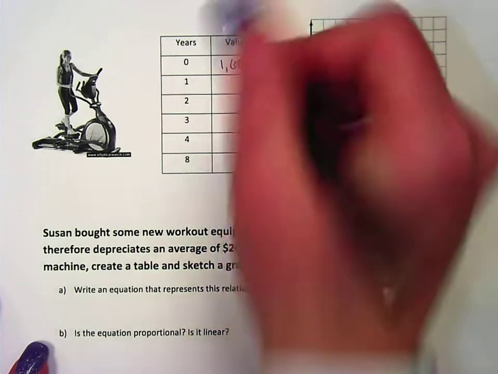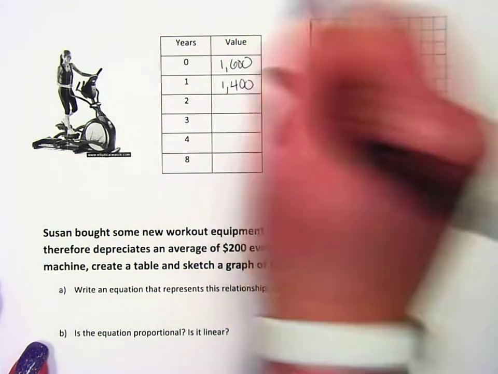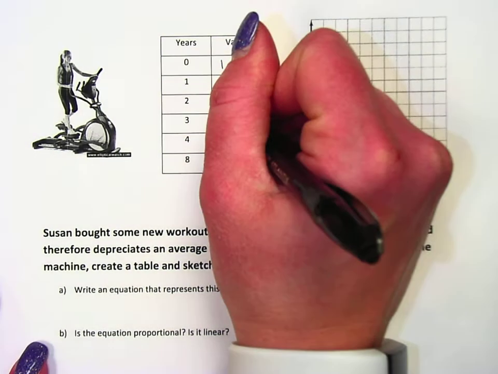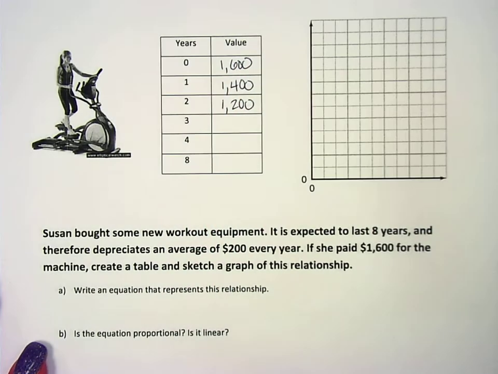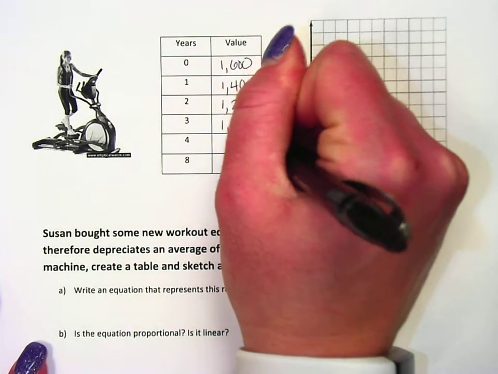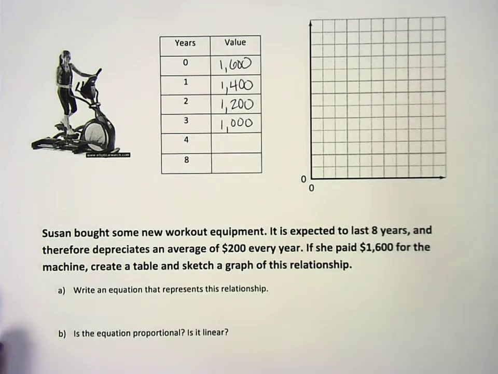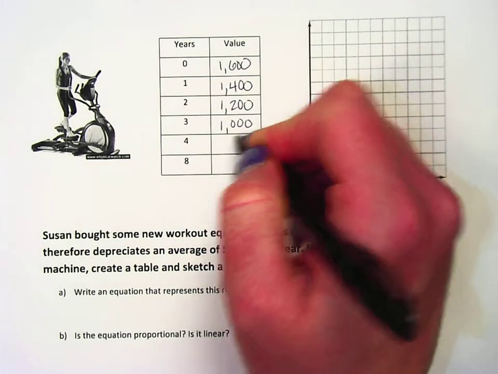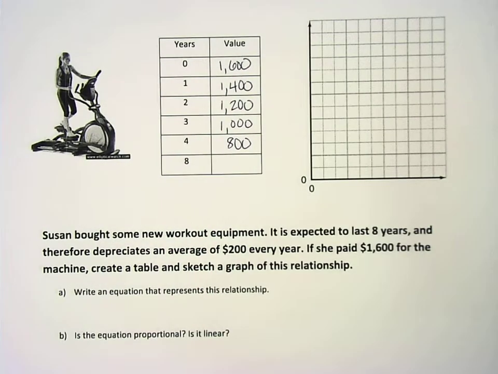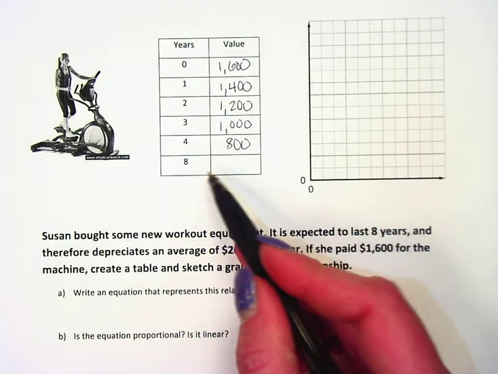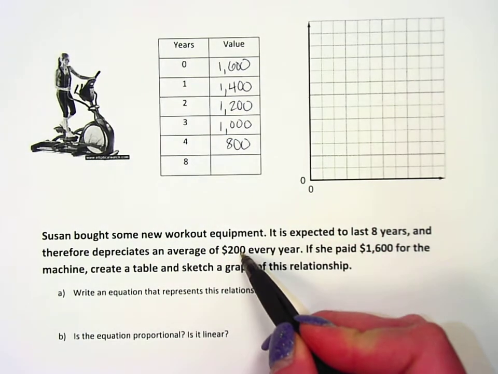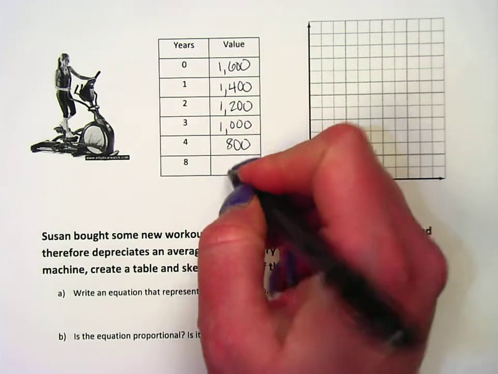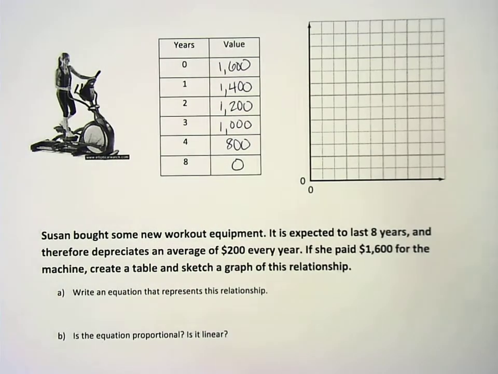So after 1 year, she's at $1,400. After 2 years, she's at $1,200. After 3 years, if she wanted to sell it, it would only be worth $1,000. As she uses her elliptical, things start to break down, so she loses what she could sell it for the following year. She keeps using it another year, now she can only sell it for $800. They're making the assumption that after 8 years, 8 times 200 is 1,600, there would be nothing left. So the machine's probably too broken, she wouldn't be able to sell it for anything.